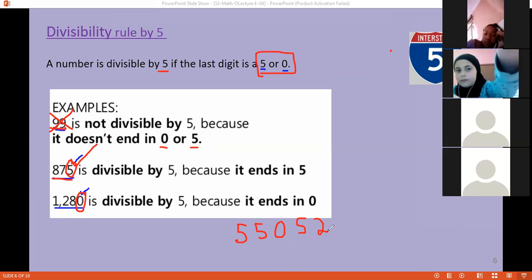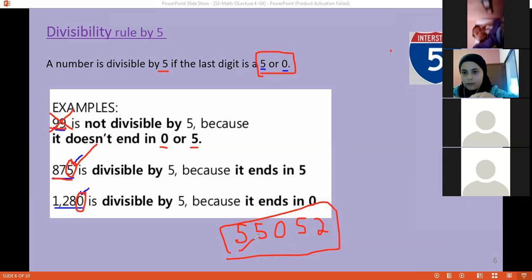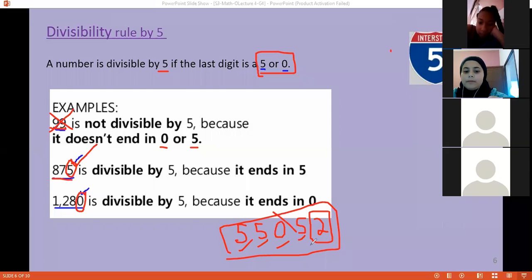The number is 1208. So this number is not divisible by 5, even though I have so many 5s and 0s, I don't care. I just look at the last digit. Is it 0 or 5? No. So this number is not divisible by 5 because it doesn't end with 0 or 5.